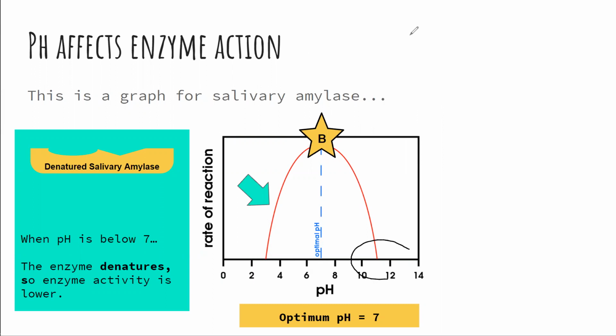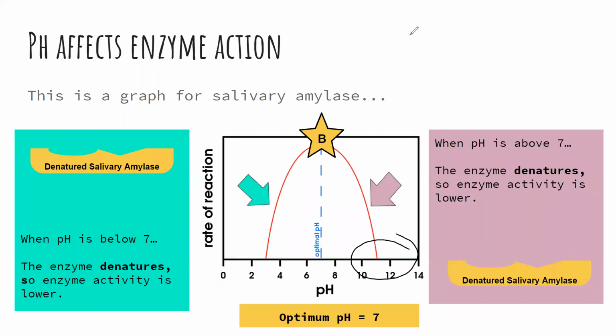The same thing goes for when the pH is above 7. If the environment is too basic, amylase won't work because the shape is going to change. It's going to denature.